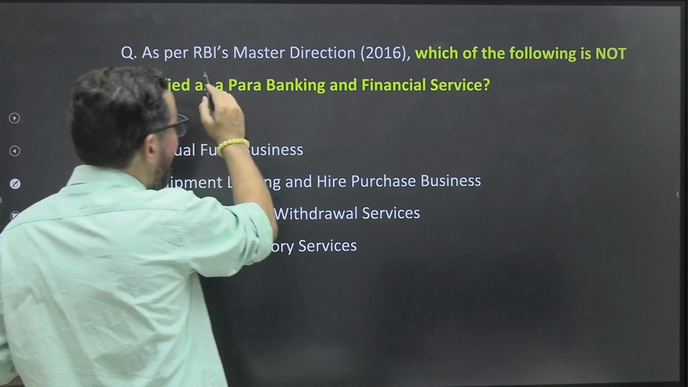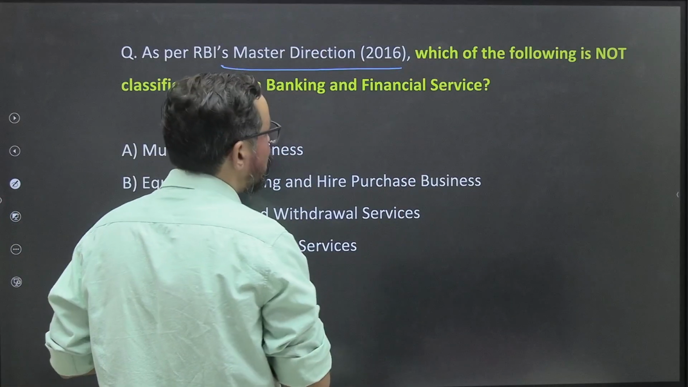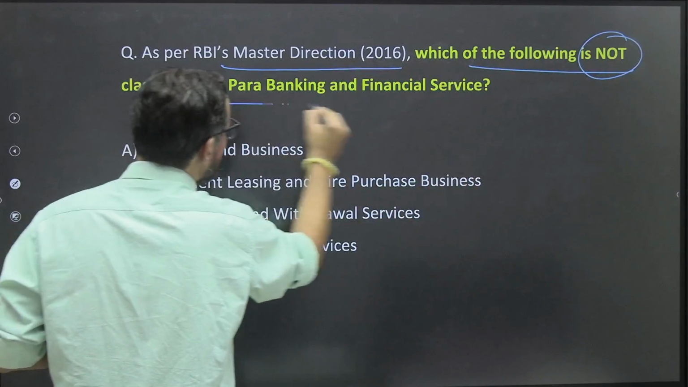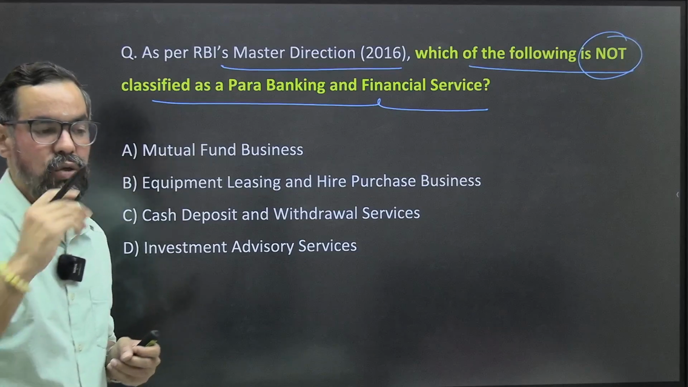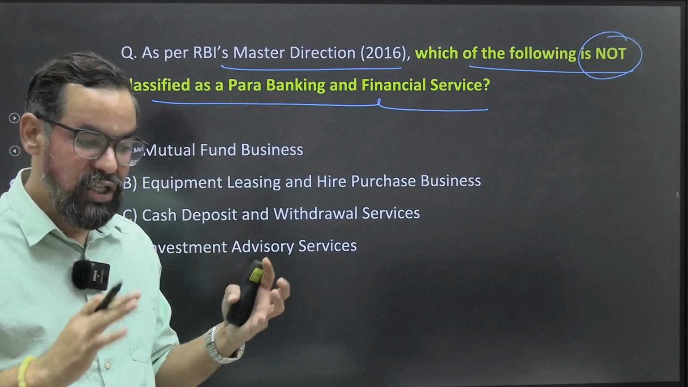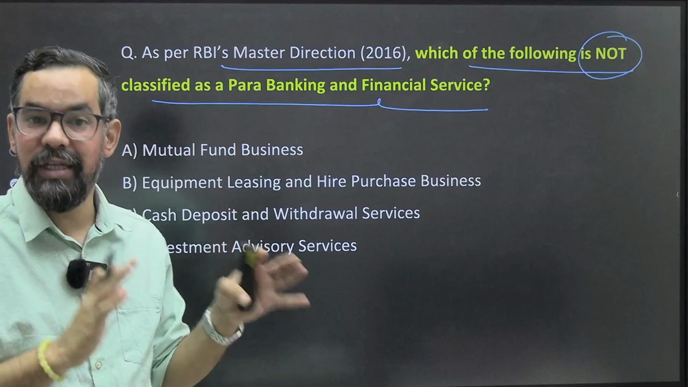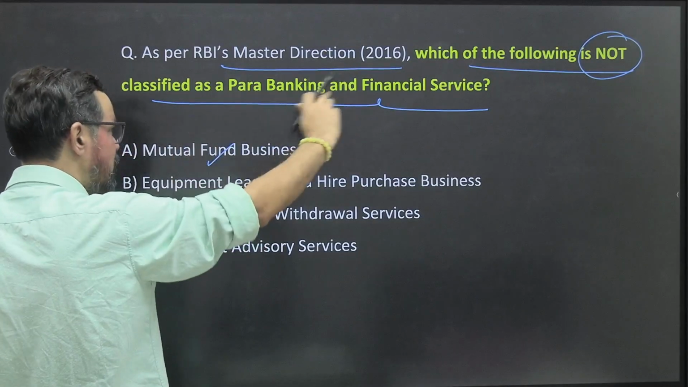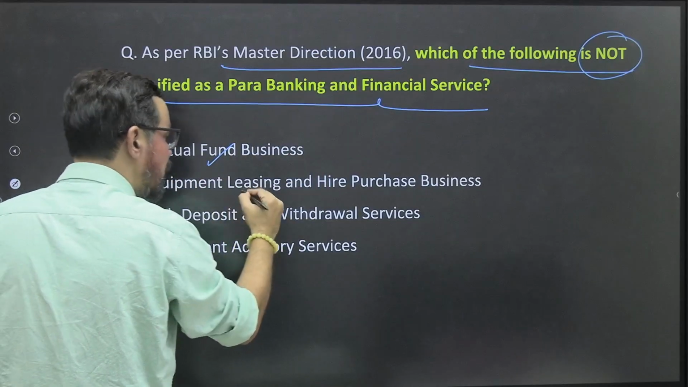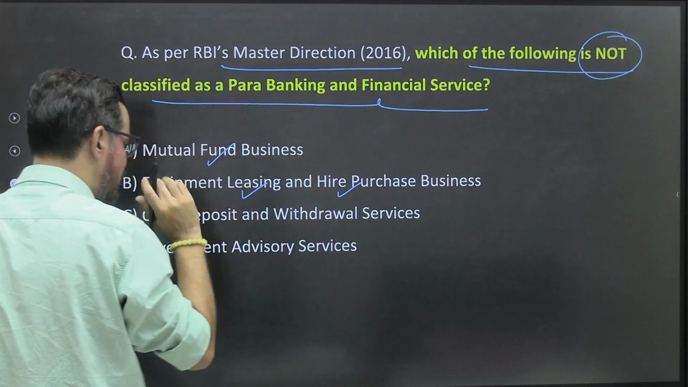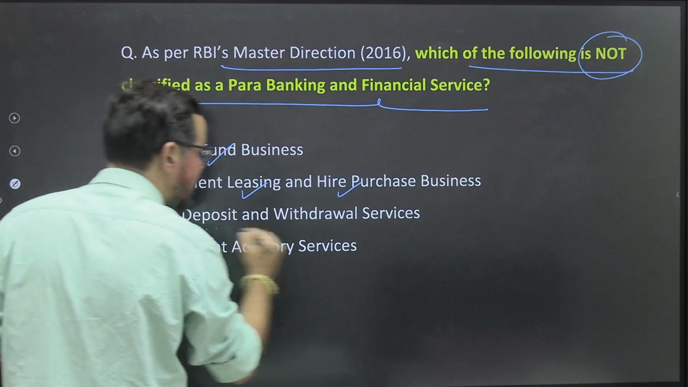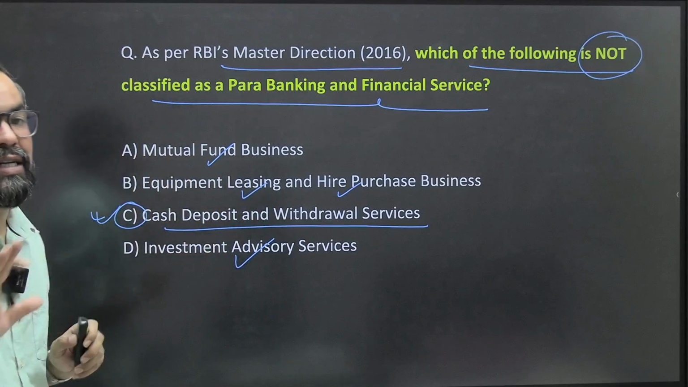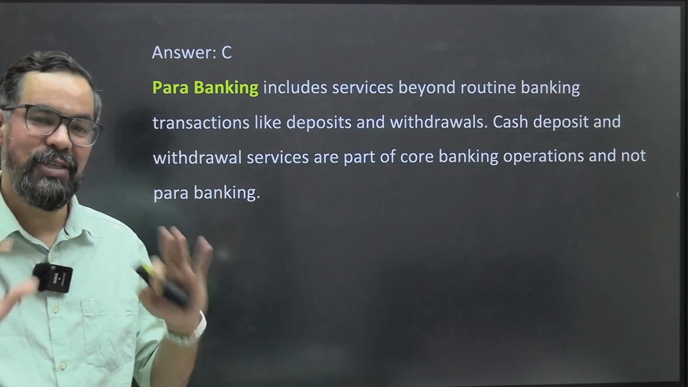So, as per RBI Master Direction 2016, which of the following is not classified as para banking and financial services? So, it is all about the core banking, the traditional banking, which is deposit and advances. They are not part of para banking services. Mutual fund comes under the para banking and financial services. Equipment leasing and hire purchase, again under this. Cash deposit and withdrawal services are part of core banking services. Investment advisory services, again a part of para banking service. First question, very easy question.